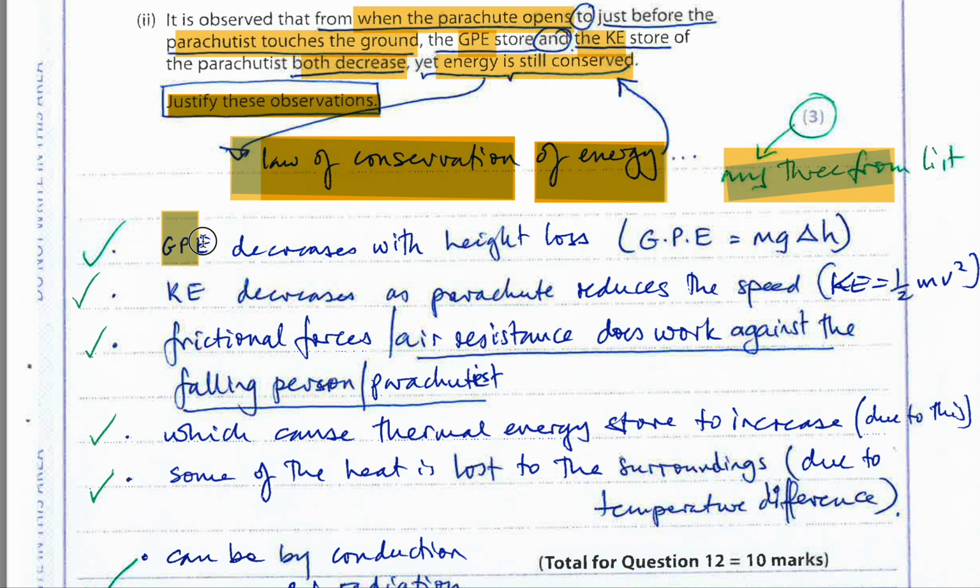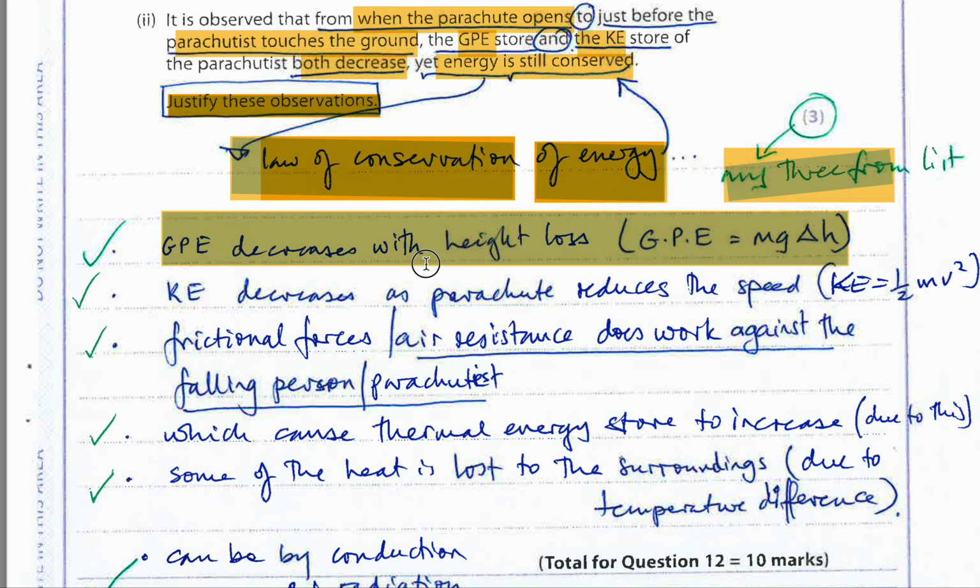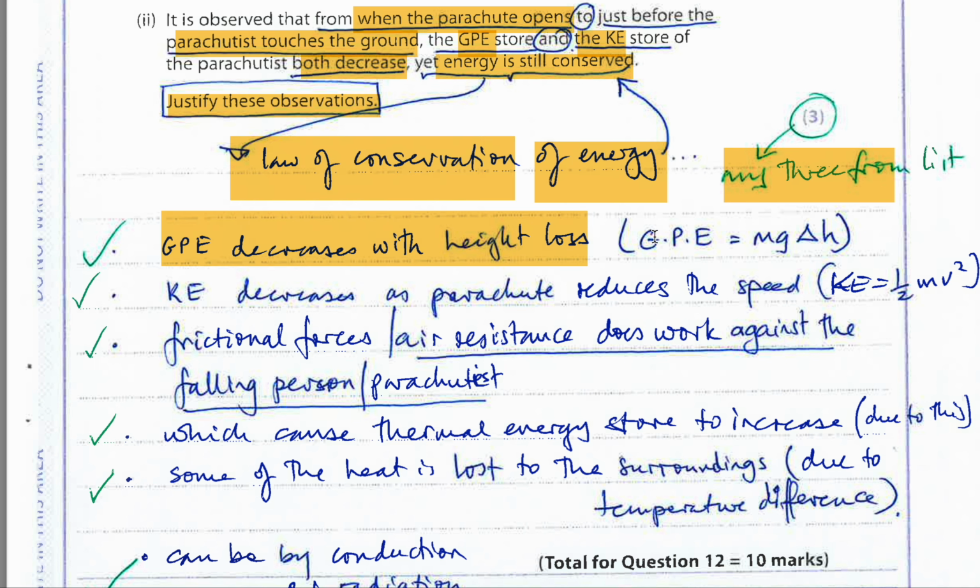Well, first of all, you've got to explain that the gravitational potential energy must decrease with height loss, and if you can, put the equation down to show that you know it. It's the height difference. As the height is being lost, the energy is being lost. Kinetic energy also decreases as the speed reduces. The parachute reduces the speed of the parachutist. You can put the kinetic energy as half mv squared. Once you do that, you've already shown 2 marks that you got.